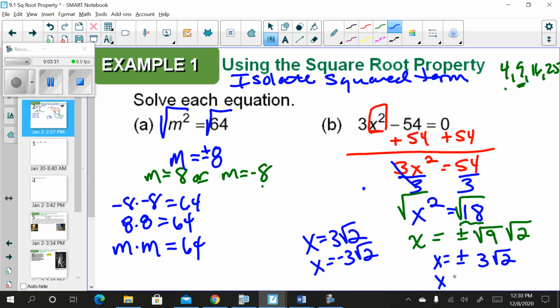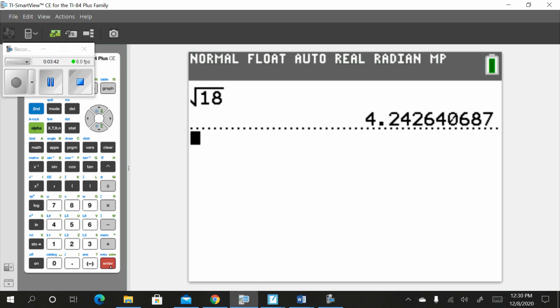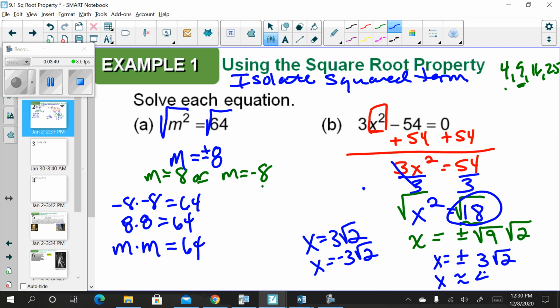If you wanted just to get an approximate, you could grab your calculator and just type in what is the square root of 18 and see what that value is. So that's another option that we have if we don't want to worry about an exact answer. It makes sense. It's a little bit bigger than 16, so a little bit bigger than 4. So we could say approximately about 4.2. So if we wanted an approximate answer, we have that option as well.